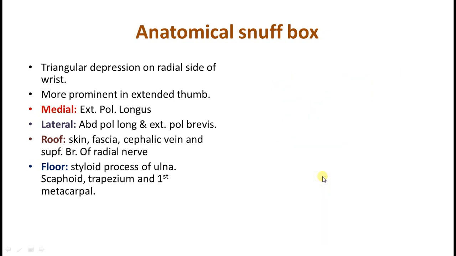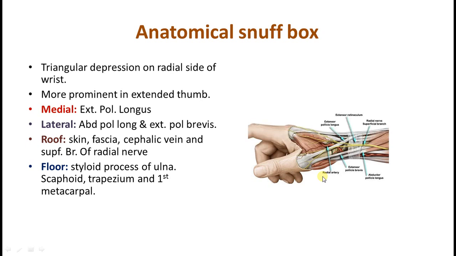The main content of the anatomical snuff box is the radial artery. Here we are able to see the radial artery crossing the anatomical snuff box diagonally. Then it enters the dorsum of the hand, and it passes between the two heads of the first dorsal interosseous. The boundaries of the anatomical snuff box, again I will repeat: medially it is the extensor pollicis longus, and laterally it is the abductor pollicis longus and extensor pollicis brevis.